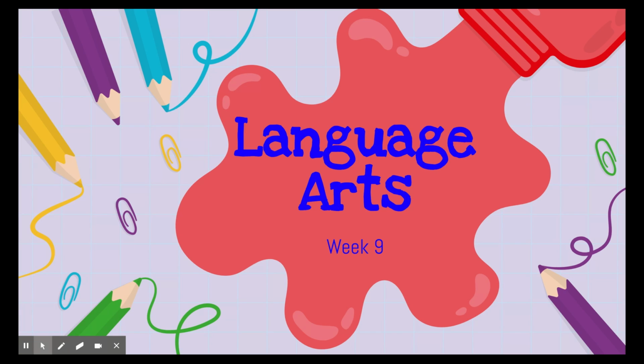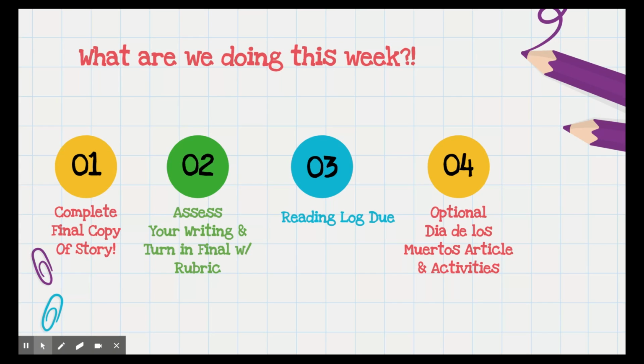Most of us have a really good idea of what is going to be asked of us this week and what we're going to be doing. And so hopefully this is review and helpful. First, what are we doing this week? So number one goal is to complete our final copy of our story. We're going to be doing that by assessing your writing, and you're going to turn your writing in with a final rubric, and I'm going to show you exactly how to do that.